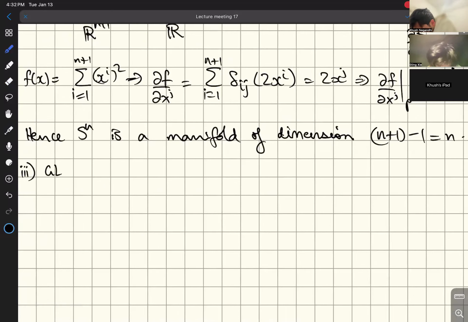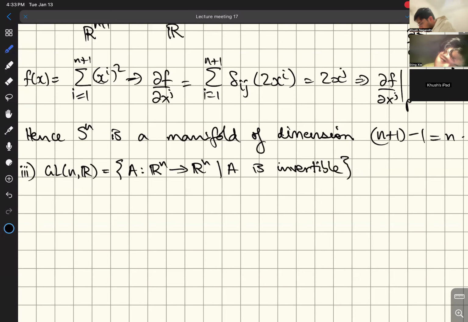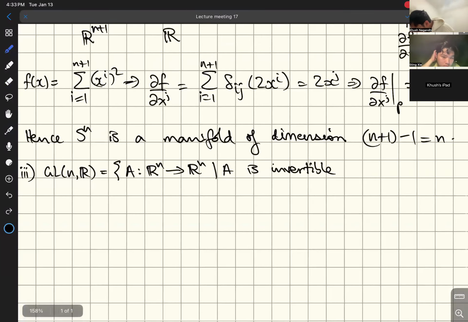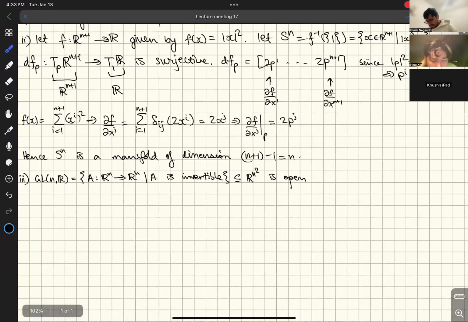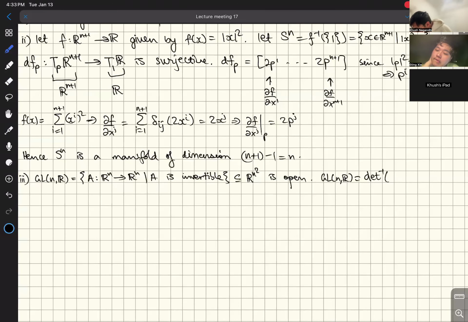Let's look at GLn(R). If you remember, this is the space of all matrices from Rn into Rn such that A is invertible. Now you can check that this is open. The way you can check this is that this is the preimage of the determinant function on this open set.